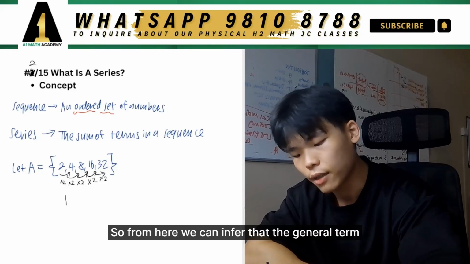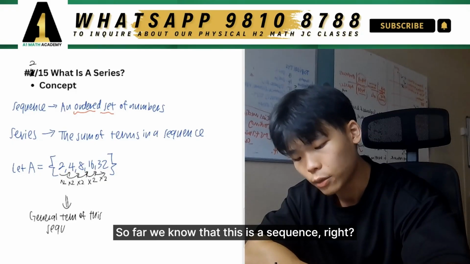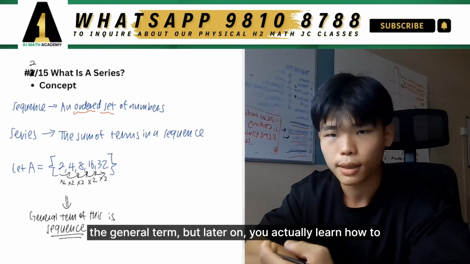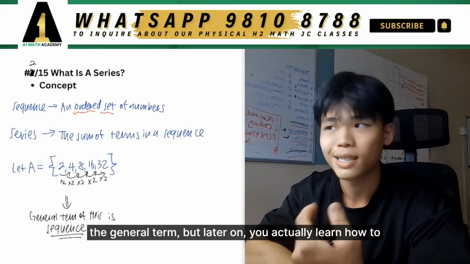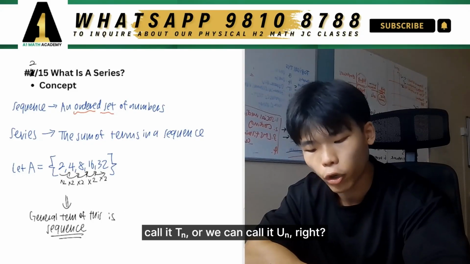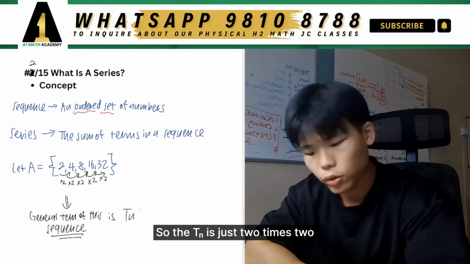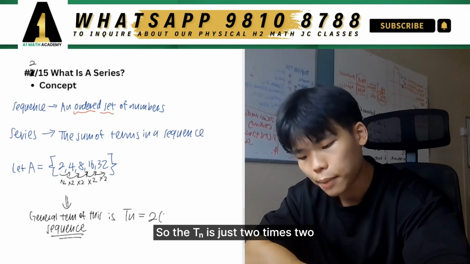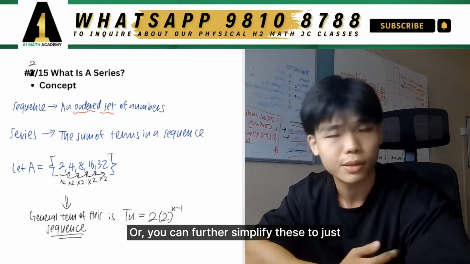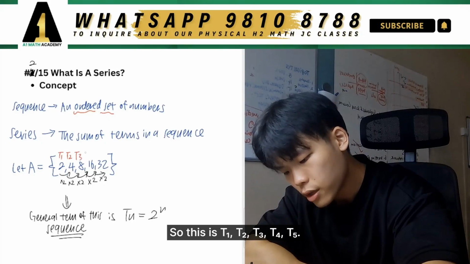From here, we can infer the general term of this sequence, starting from 2. I'm just going to give you the general term, but later on you will learn how to formally calculate it. The general term, we typically call it Tn, or we can call it Un, but I'm just going to call it Tn. So Tn is just 2 times 2 to the power of n minus 1. Or you can further simplify this to just 2 to the power of n. So this is T1, T2, T3, T4, T5.